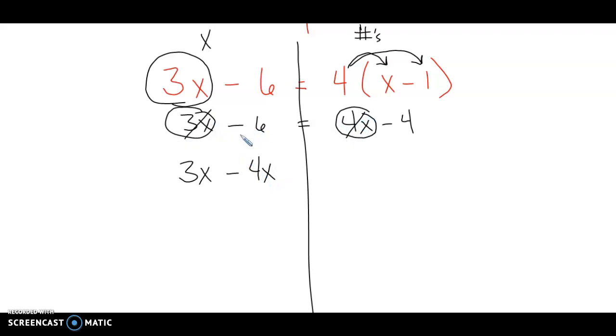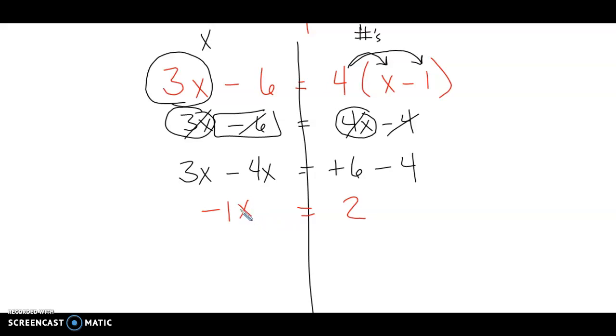And then to get my constants on the other side, I need to get this to the opposite. So the opposite of minus 6 would be positive 6. I can cross that out. And then the minus 4 here, I don't have to change it because it's on the same side. So it keeps the same sign. It stays minus 4, and I used it. So now I just combine like terms. 3x's minus 4x's, or 3 minus 4, would give me a negative 1. This is my x side, so the variable stays x. And then we get positive 6 minus 4. So 6 minus 4 gives me a positive 2.